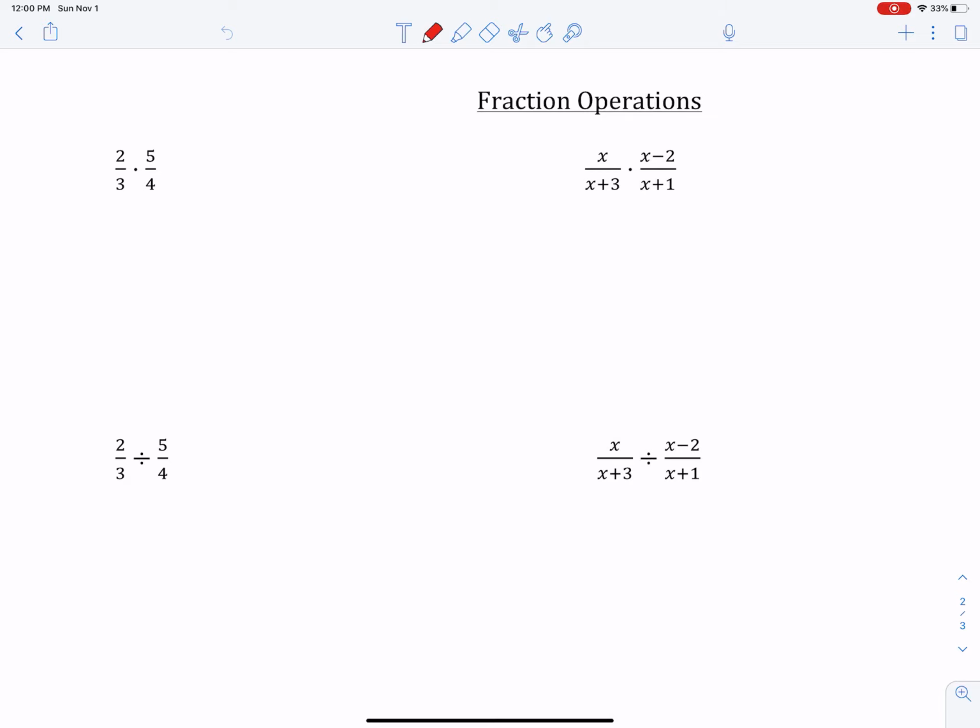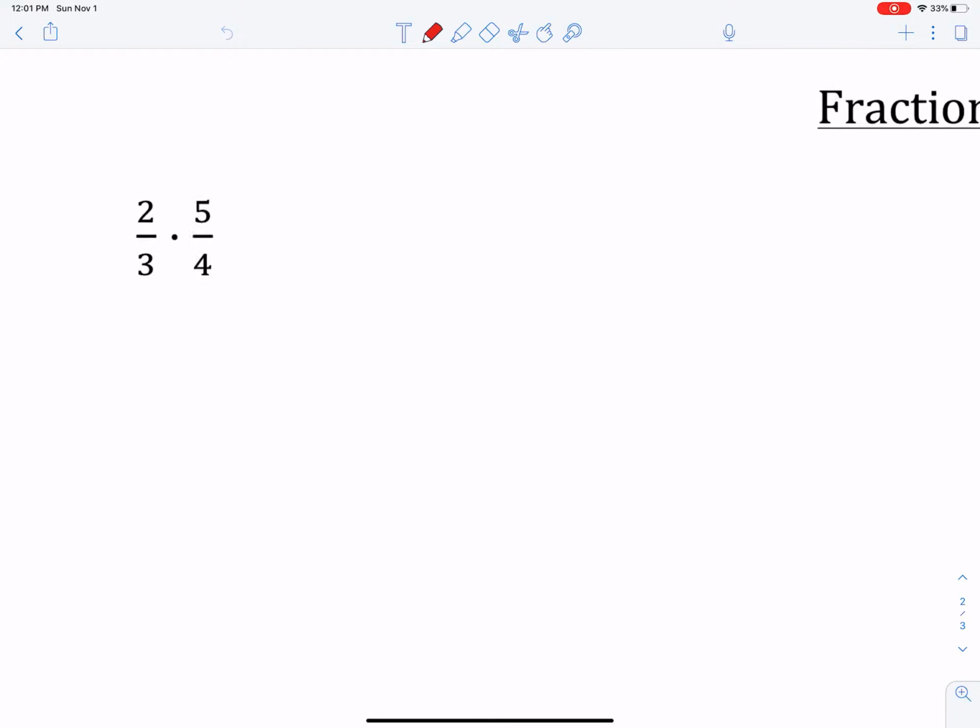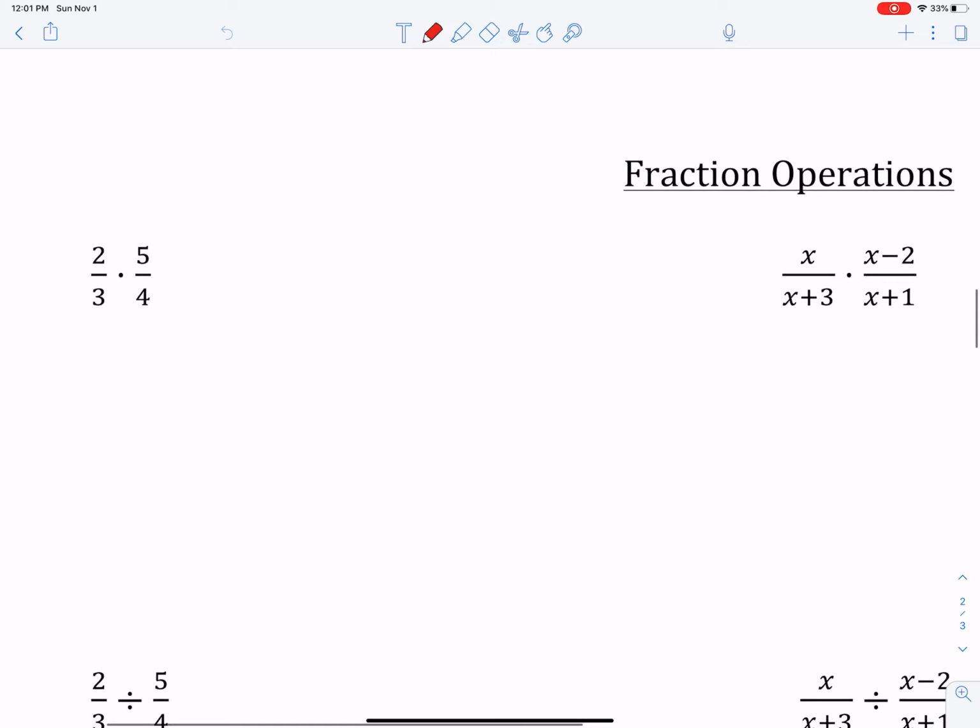Before moving on to our later sections in Chapter 7, I want to take a minute to review how to multiply, divide, add, and subtract fractions. So let's look at our first example of multiplying fractions. Here we have 2/3 times 5/4.